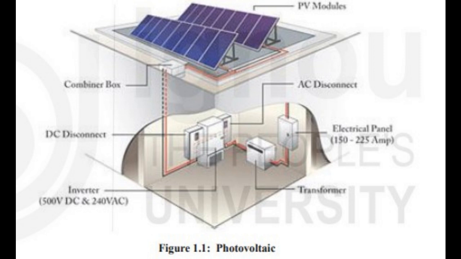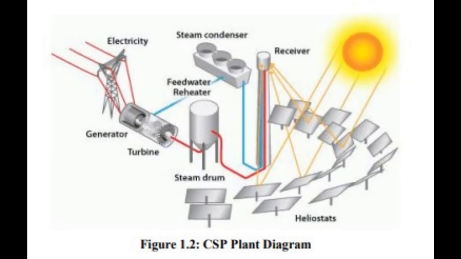Concentrated solar energy, CSP. It uses mirrors to concentrate the sun rays. The rays then heat the fluid, creating steam to run a turbine and generate electricity. Figure 1.2, CSP plant diagram. Look at the screen. The CSP plant, as shown in Figure 1.2, has mirrors that redirect the rays to a tower. One of the main advantages of a CSP plant is that it can be fitted with molten salts in which heat can be stored to generate electricity after the sunset.